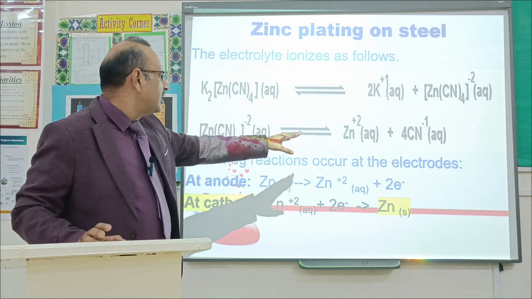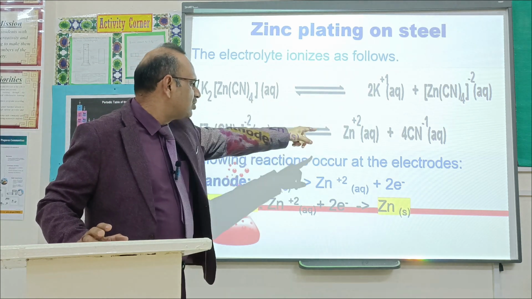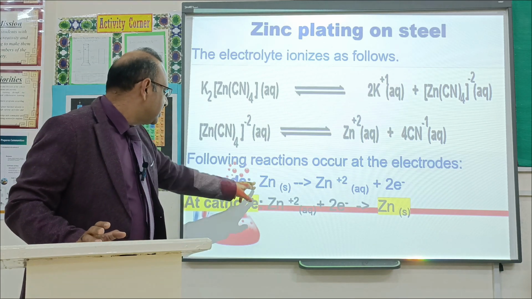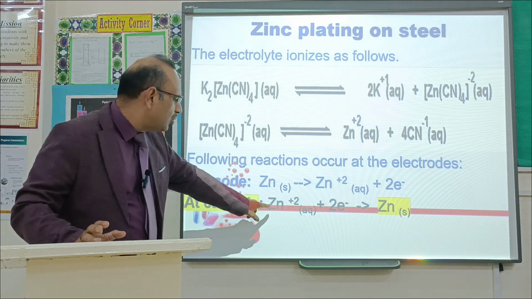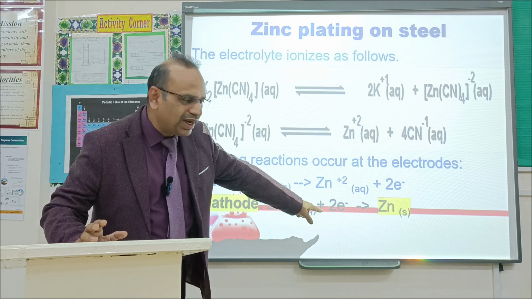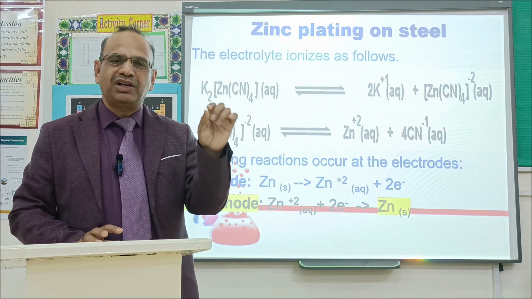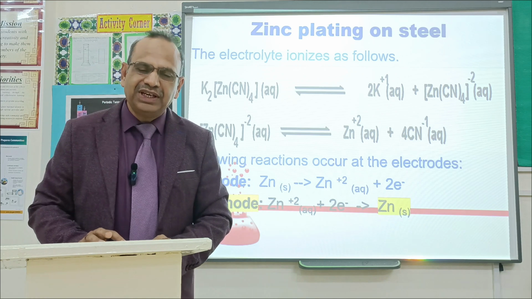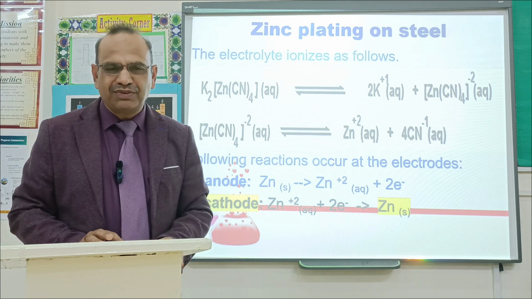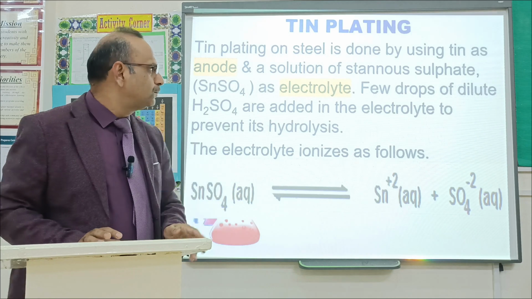Zinc metal first ionizes in the electrolyte and gives zinc ions, and the zinc ions go to the cathode, and after gaining electrons, change into zinc metal. Solid zinc particles deposit on the steel, or whichever object you want to electroplate.